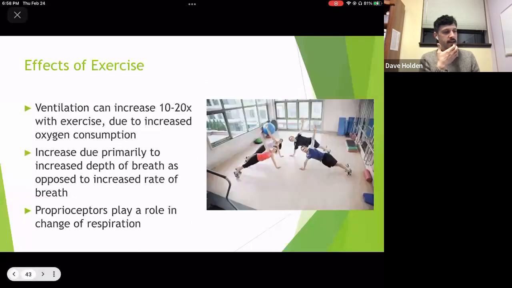Actually, before we move on to aging, effects of exercise. Ventilation increases with exercise due to increased oxygen consumption.